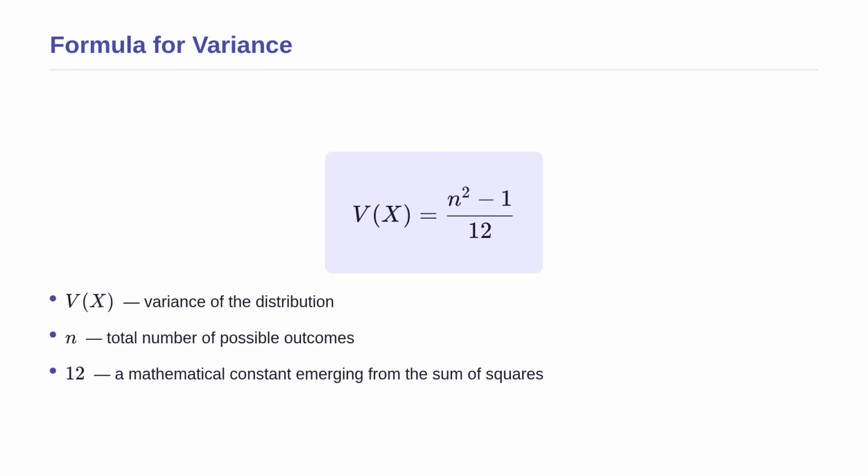Conceptually, this formula emerges after summing the squares of all consecutive integers in our range and simplifying the heavy algebra. In this equation, v of x represents the variance. The letter n is the total number of possible outcomes, which we find by subtracting the minimum from the maximum and adding 1. The number 12 is a mathematical constant that naturally appears from the algebra of summing squares. Notice that if the total number of outcomes n increases, the variance grows rapidly, meaning the data is much more scattered.